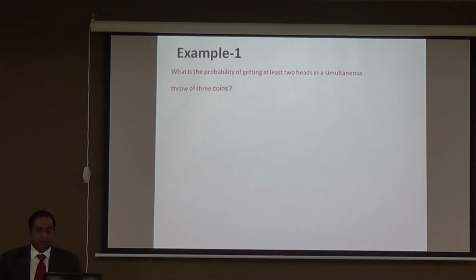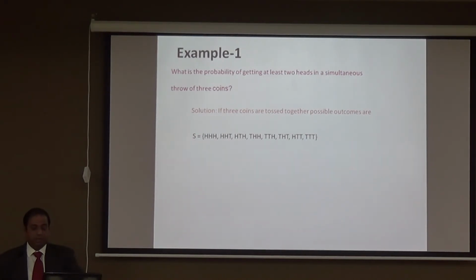We take an example for that. What is the probability of getting at least 2 heads in a simultaneous throw of 3 coins? The solution is, if 3 coins are tossed together, possible outcomes are HHH, HHT, HTH, THH, TTH, THT, HTT and TTT. Number of these exhaustive outcomes n(S) is equal to 8.